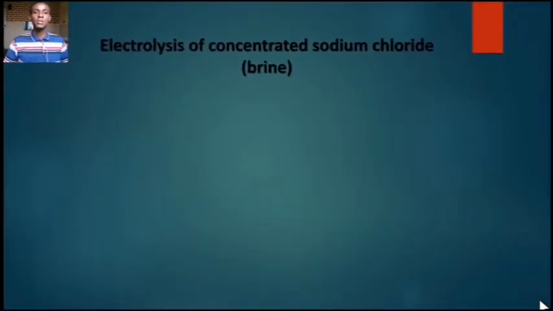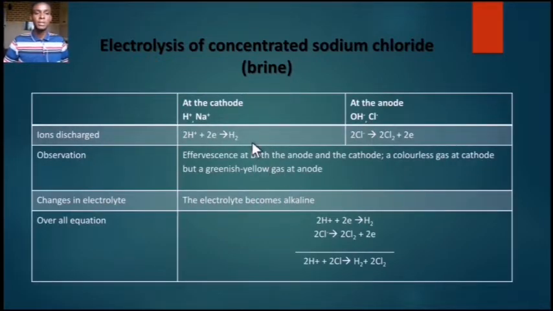Electrolysis of concentrated sodium chloride. Remember, the first case we said was electrolysis of dilute sodium chloride. Now the product will be different if you vary concentration. By varying concentration, the product discharged at the anode and cathode may be different. So in the case of concentrated sodium chloride, which is also referred to as brine, you have this table over here. The same way, you have hydrogen ion and sodium ion and OH ion and chloride ion.